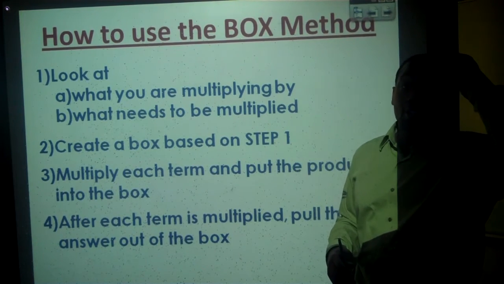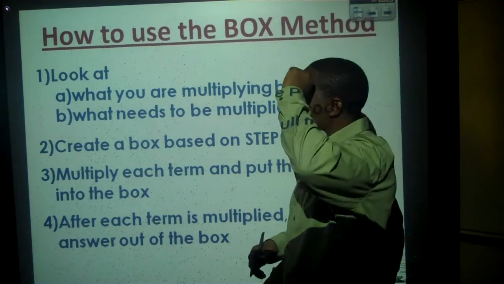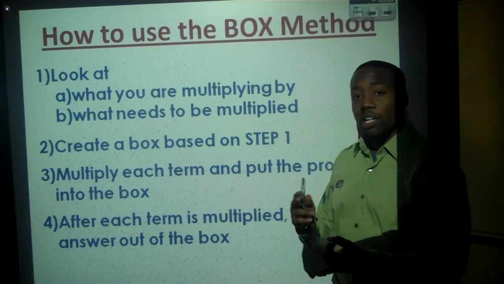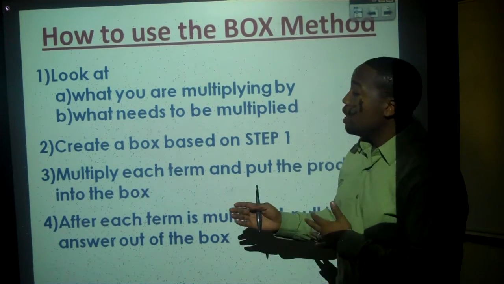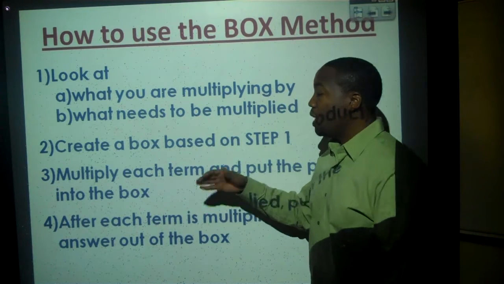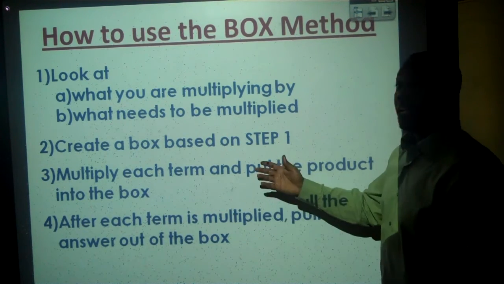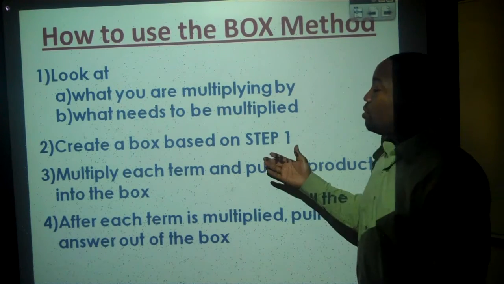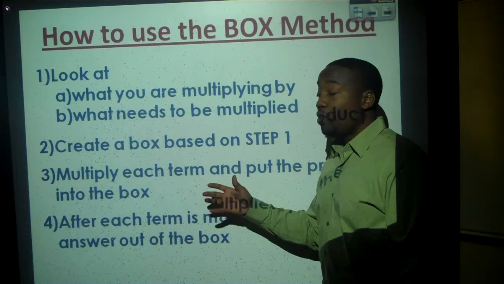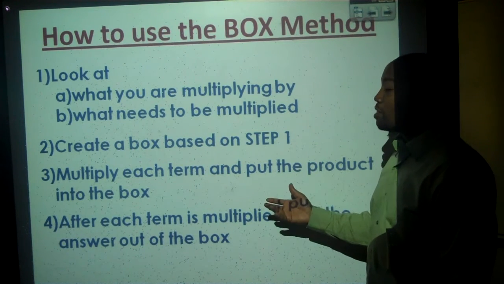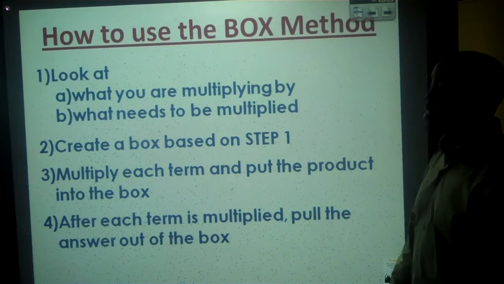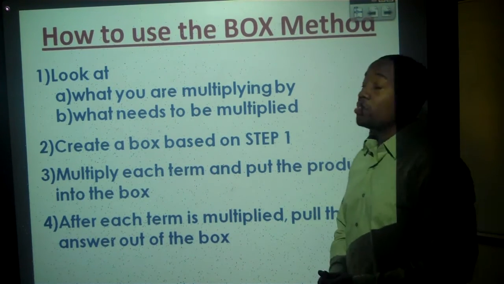So let's look at the steps on how to do the box method. First thing you look at is, what are you multiplying by? If I'm multiplying by a monomial, binomial, or trinomial, it might change, right? So that's the first thing you look at. Next, based on that, I have to create a box for it. Then after you create that box, you multiply your variables, and whenever you get into the box, you get your answer, and then you might have to pull it out. So step 3 and step 4: after it's done, put everything together and combine like terms.